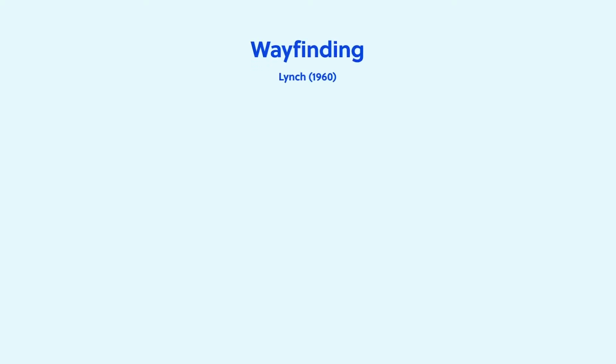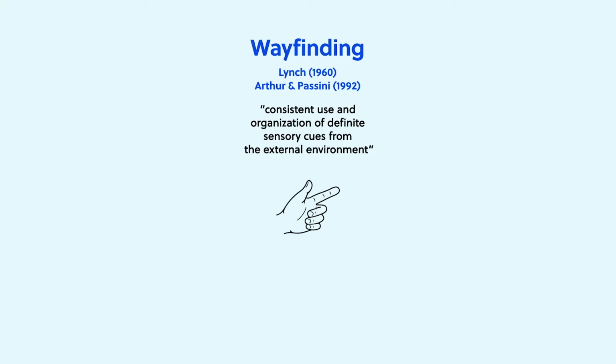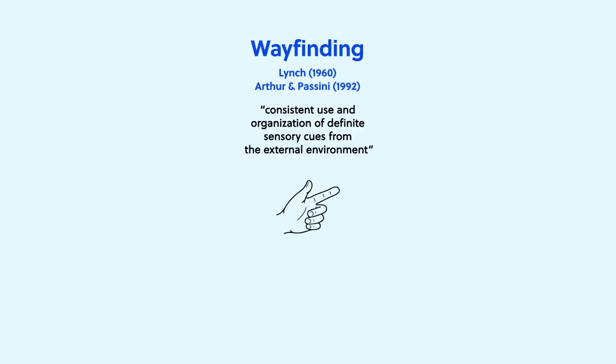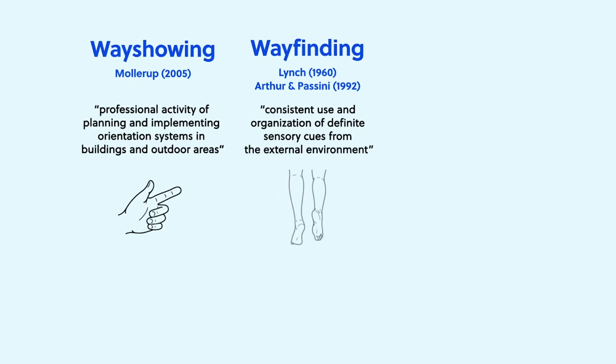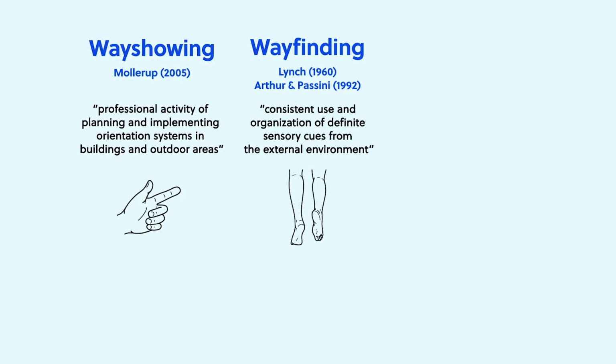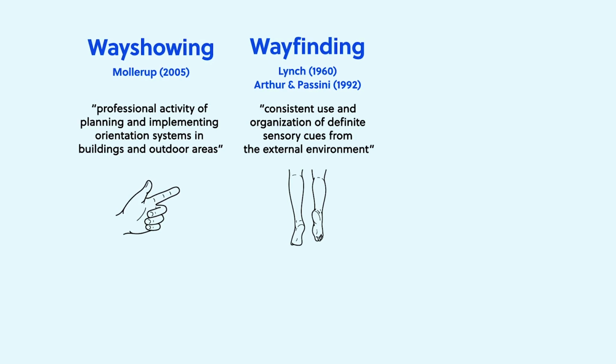Kevin Lynch introduced the term wayfinding in the 1960s. In the 90s, Paul Arthur and Romedi Passini extended the concept of the term by relating it to architecture and signage, which is how we use the term today. But Per Mollerup in 2005 reminded us that designers can only show the way. It's the individual that finds it for themselves. So Mollerup coined the term way showing. If you design these sorts of things, you're designing way showing, not wayfinding.